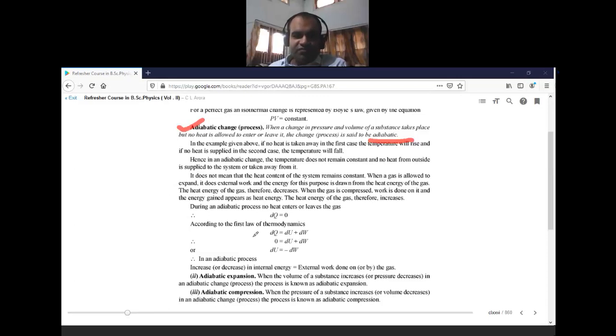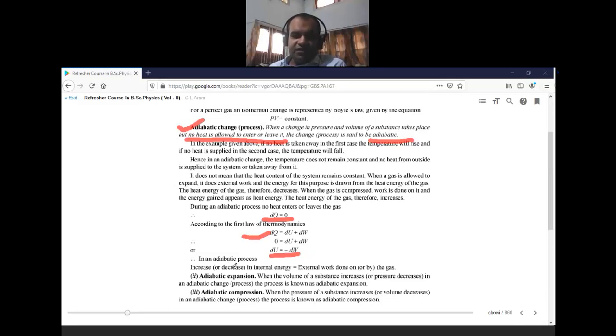So if we see the first law of thermodynamics, dQ is equal to dU plus dW. In an adiabatic process, no heat is allowed to enter or leave the substance. No heat means dQ should be zero, because in the first law of thermodynamics dQ is the amount of heat, and that results in internal energy dU and work done dW. Since dQ is equal to 0, dU plus dW equals 0, so dU will be minus dW.